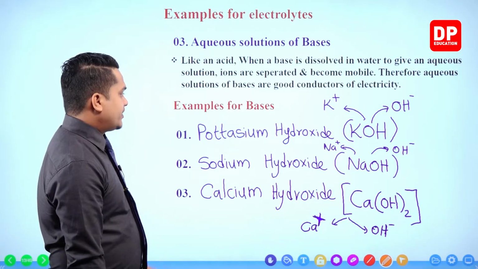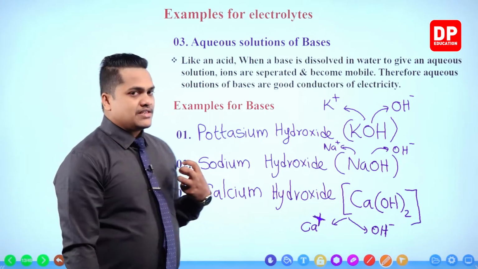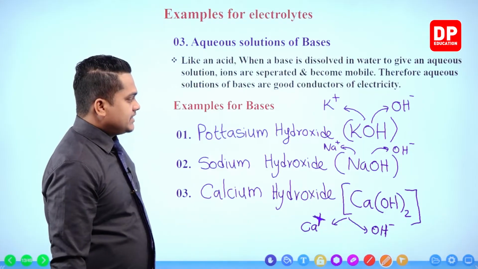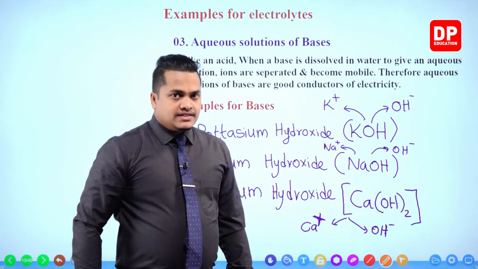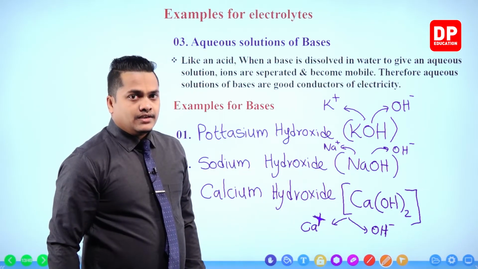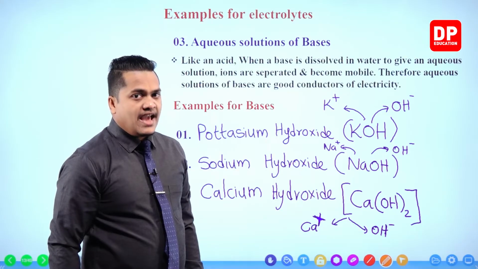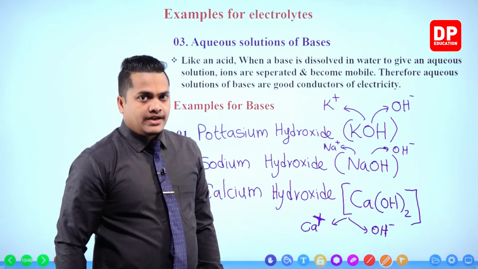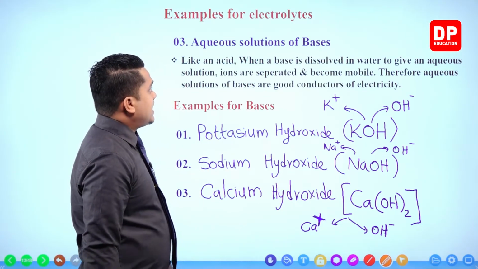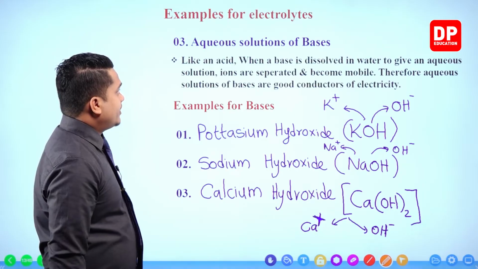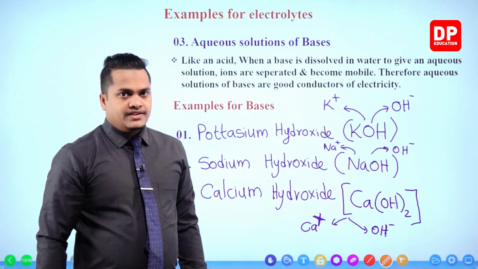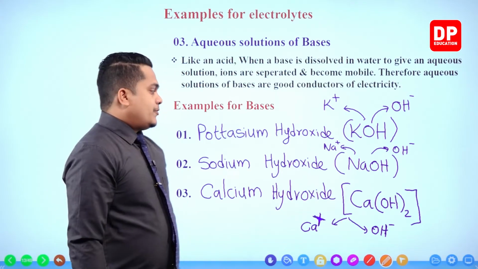In a base, my dear children, bases are good examples for ionic compounds as they contain metals like potassium, sodium and calcium. These substances are separated within a solution like this to create mobile ions. If they have mobile ions, definitely they are electrolytes, which means they can conduct electricity. So this is the third example for electrolytes, my dear children, aqueous solutions of bases.